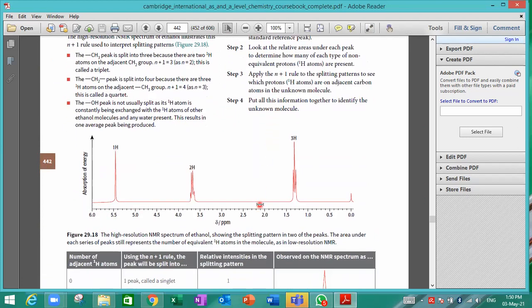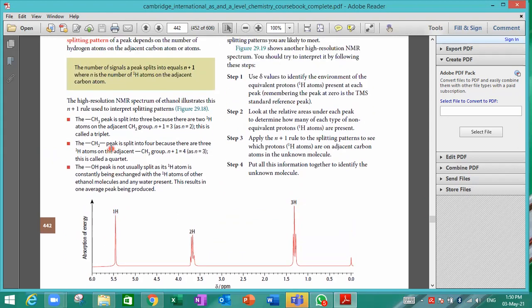So here, this is the CH3CH2OH. We will find that this peak is split into three because we have two protons next to it. And this one is split into four because it has three protons next to it, while this proton is not split at all, depending on the n+1 rule. Okay. Yes, I understand. Okay.